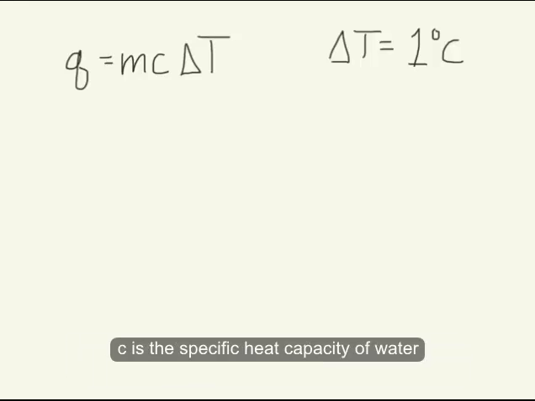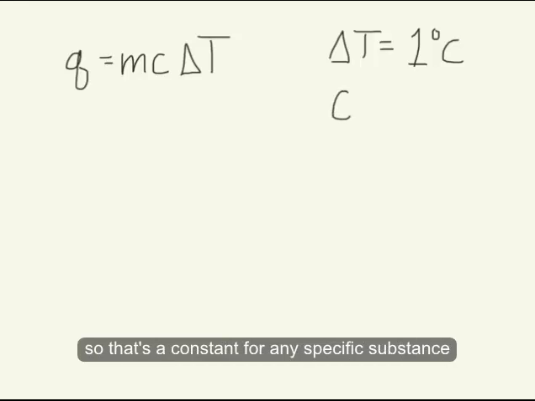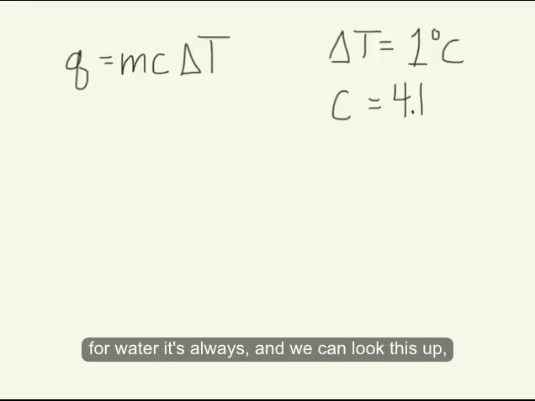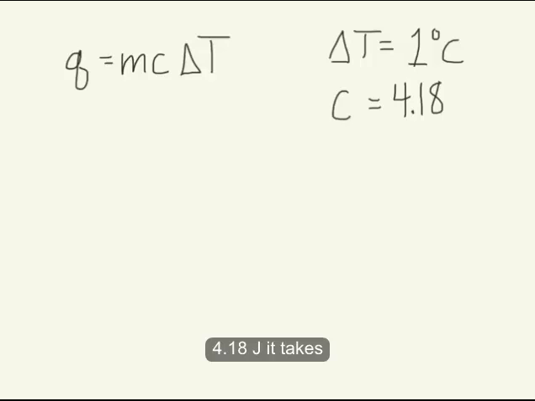C is the specific heat capacity of water. So that's a constant for any specific substance. So for water, it's always, and we can look this up, 4.18 joules it takes to raise the temperature of 1 gram of water by 1 degree Celsius.